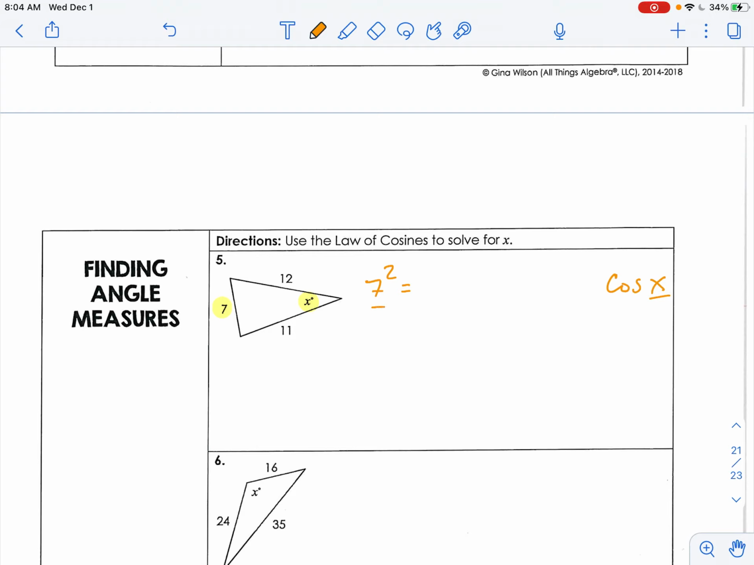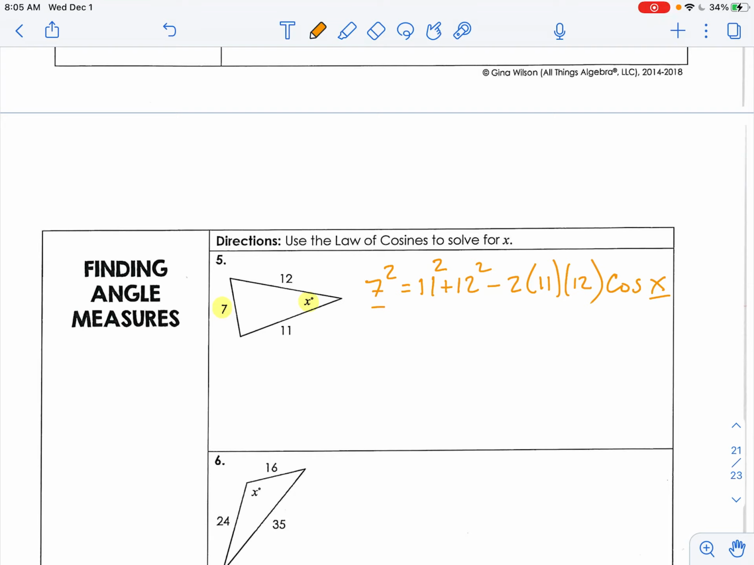Now, as far as the rest of the formula goes, I'm going to have the formula on the sideboard. You can look at it. You're taking the other two sides and alternating them any way you want. In Mr. Neisen's brain, I kind of go smaller to bigger, but it doesn't matter. So it's going to be 11 squared plus 12 squared is the pattern, minus 2 times that product again is how that goes.